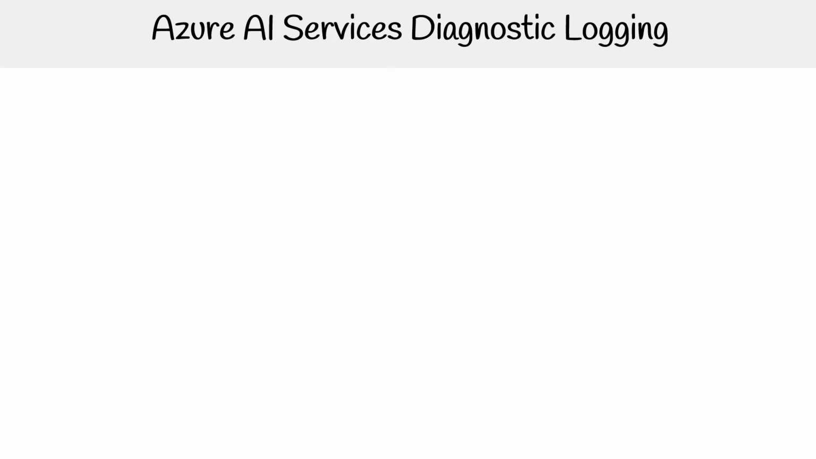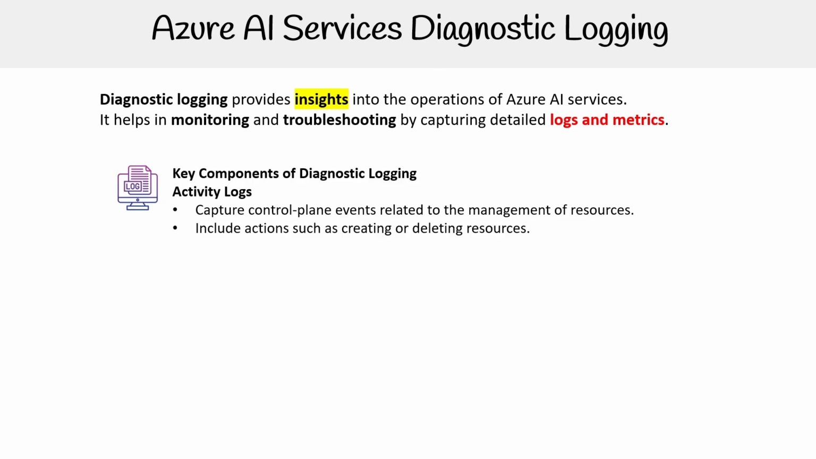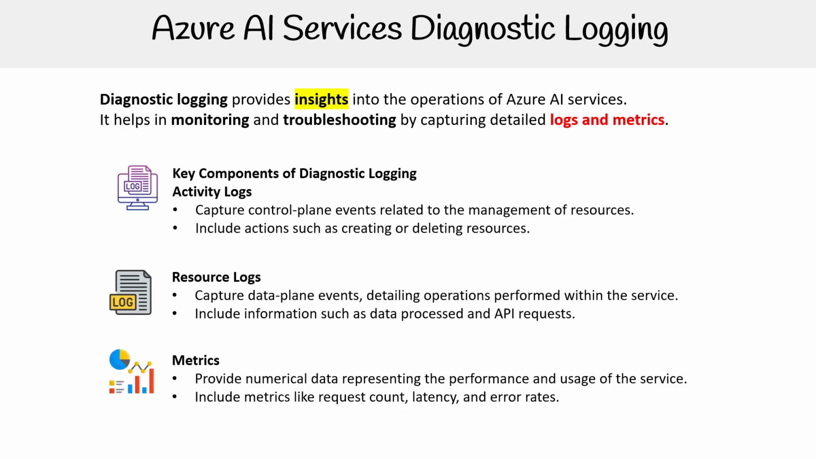Hey, this is Andrew Brown, and we are talking about diagnostic logging for Azure AI Services because when you're running these AI services for production and you're trying to figure out your capacity or your usage or maybe your costs, you're going to be turning to the diagnostic logging. And so there are three components here. We have activity logs, resource logs, and metrics. So those are the three things that we can work with.